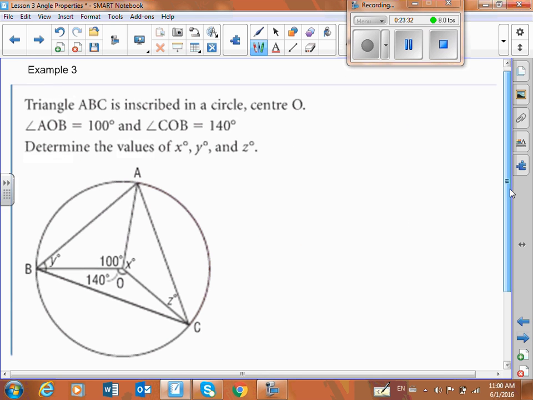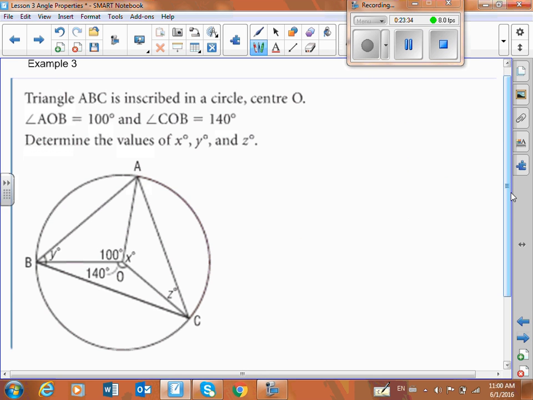Okay, another example. Triangle ABC is inscribed in a circle, center O. We know that AOB is 100, COB is 140. We're going to determine the values of angle X, Y, and Z. Okay, we're going to start with angle X, and I'm going to do the work and then erase so that you can see the triangle again.